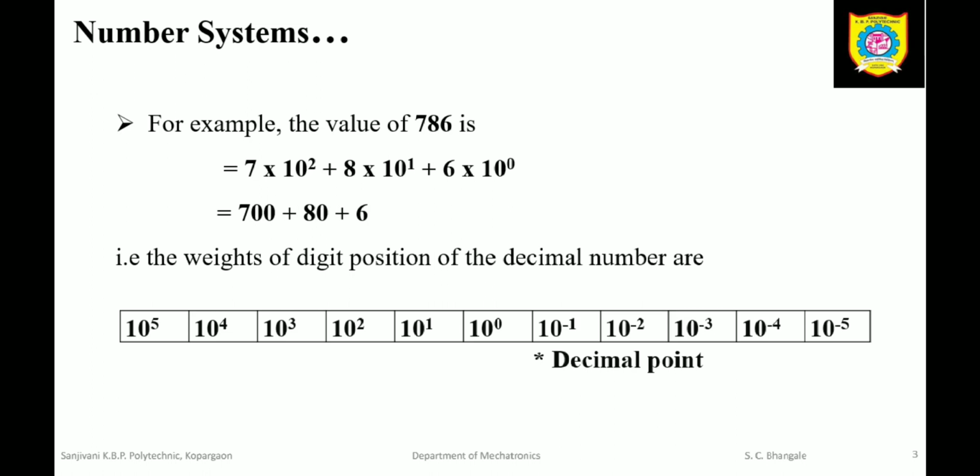If we take a look at this table, you will see that one star point is marked here. That star point is called the decimal point. Why is it called the decimal point? Because here the powers of 10 are indicated. Before the decimal point we have marked the positions 10 raised to 0, 10 raised to 1, 10 raised to 2, 10 raised to 3, 10 raised to 4, etc. After the decimal point, we have marked the positions 10 raised to minus 1, 10 raised to minus 2, 10 raised to minus 3, 10 raised to minus 4, 10 raised to minus 5, etc.